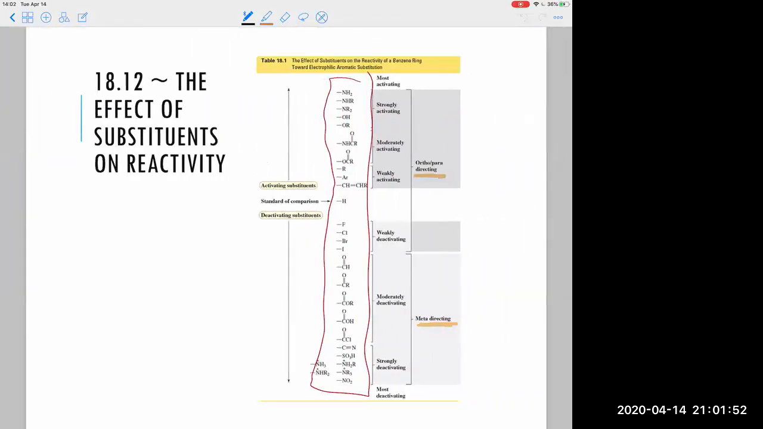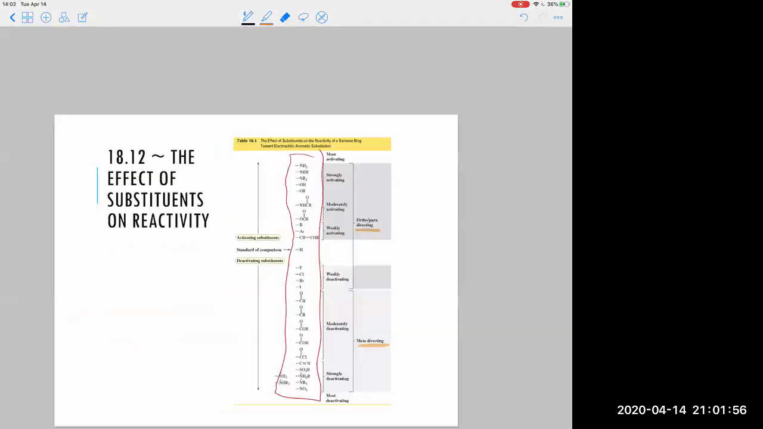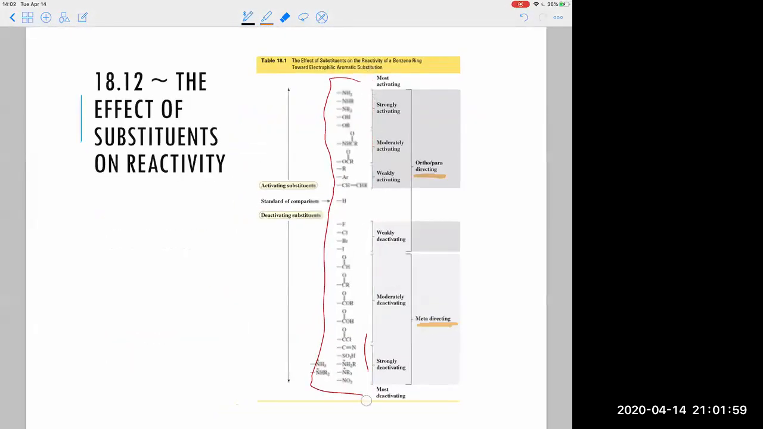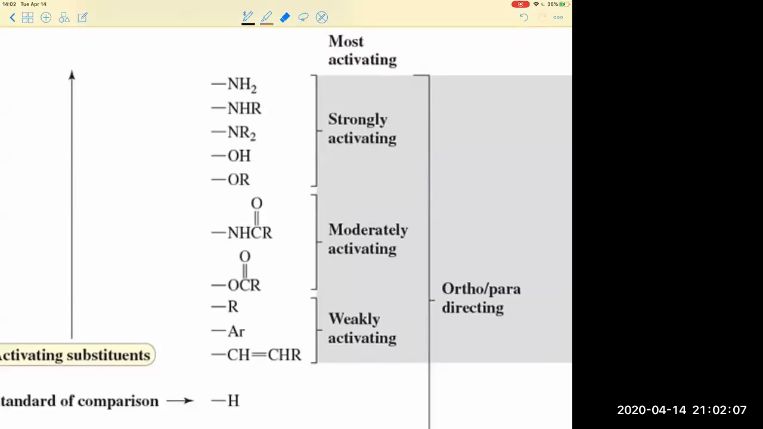Okay. So again, this was our big master list here, which I know is big and ugly, but let's just go through it. It's not as bad as it seems. Just to review, these guys here are our strongly activating groups, either amine groups, alcohol groups, or ether groups, basically when you have a nitrogen or oxygen that can donate a pair of electrons to that ring. Those are strongly activating.